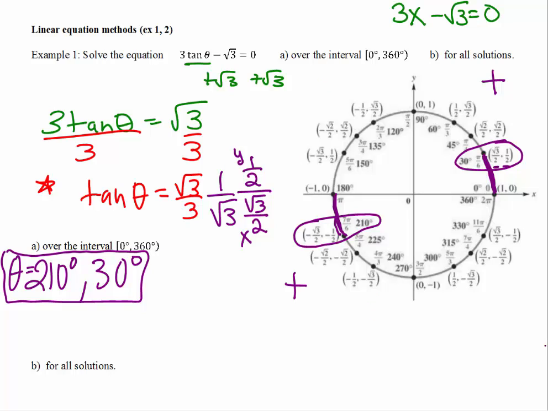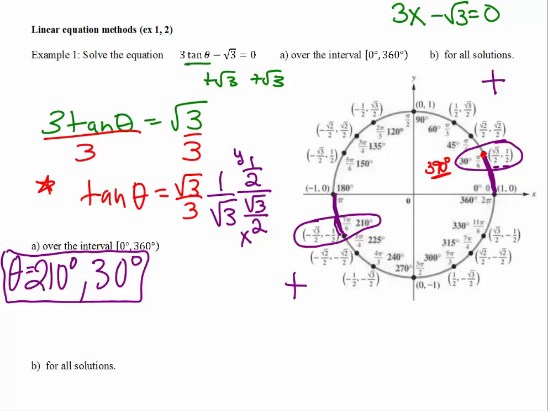What if we were looking for all possible solutions? So not just the ones on the unit circle, but maybe I want to go around the circle twice or 3 times or 4 times. Well, we also want to give all possible solutions in terms of all coterminal solutions. So if I went all the way around again and landed on this spot again, this angle, 30 degrees, is coterminal also to 390 degrees, for example. So there are several angles, all possible coterminal angles, that all have exactly that same positive tangent value.